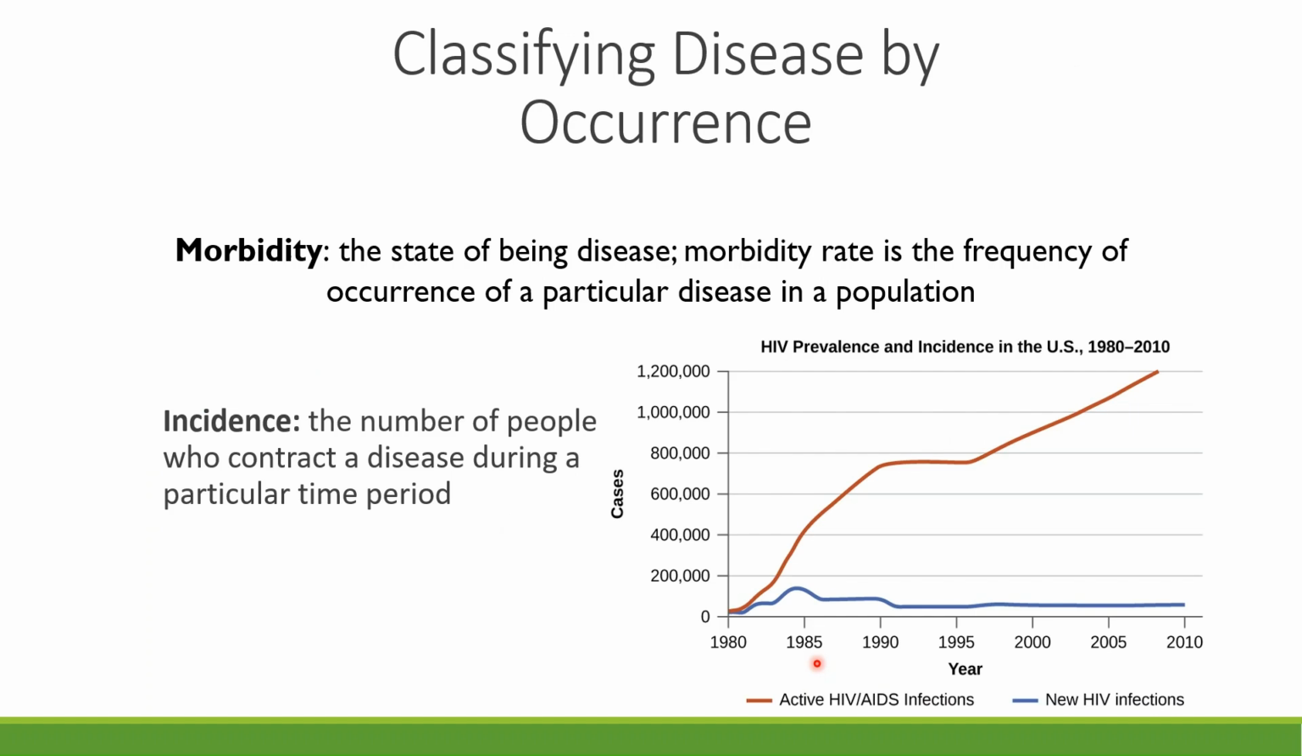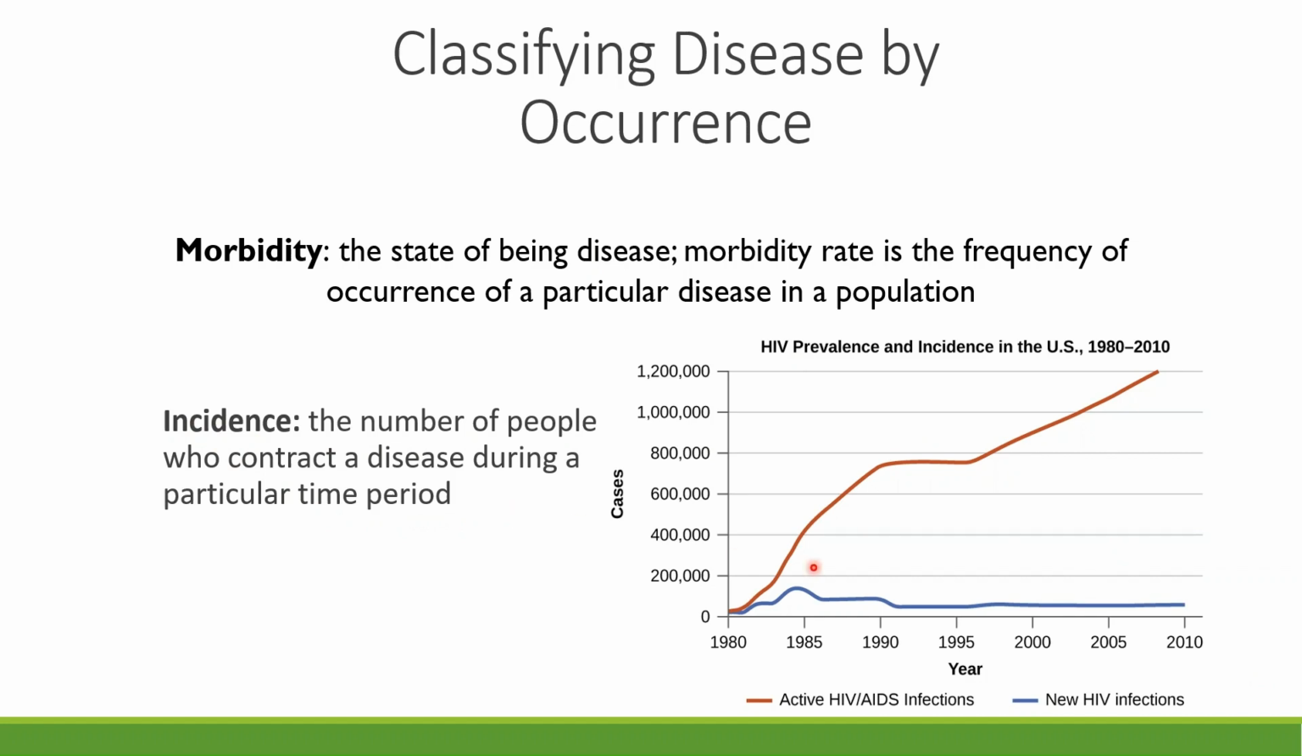So in epidemiology, we might also look at the occurrence of the disease. Morbidity is the state of just being in a disease state. The morbidity rate is the frequency of occurrence of a disease in a population. This is a little bit different than incidence. Incidence is the number of people who contract a disease during a particular time. So these are only the new infections at a particular time.